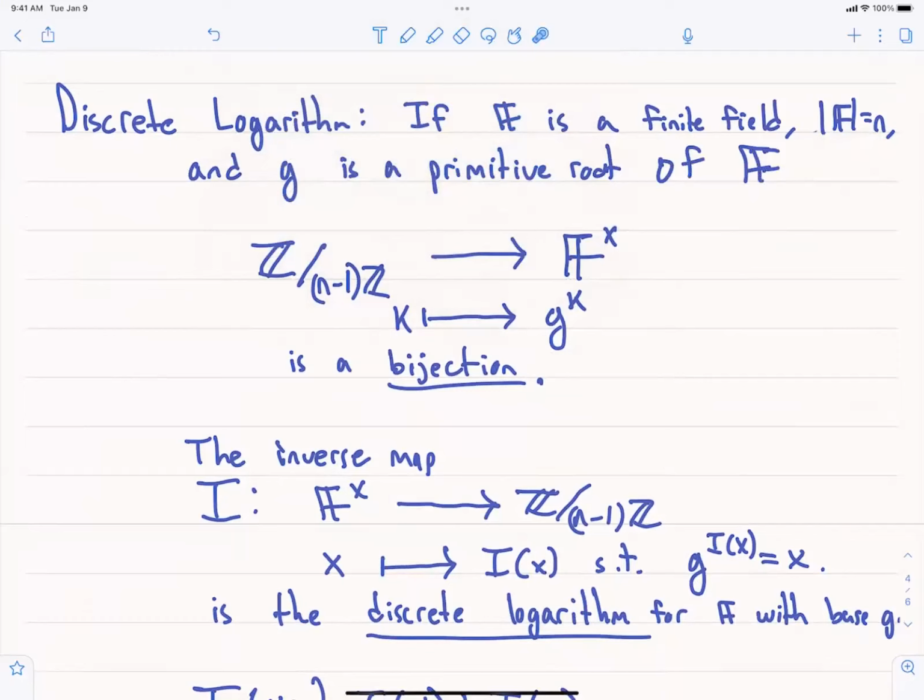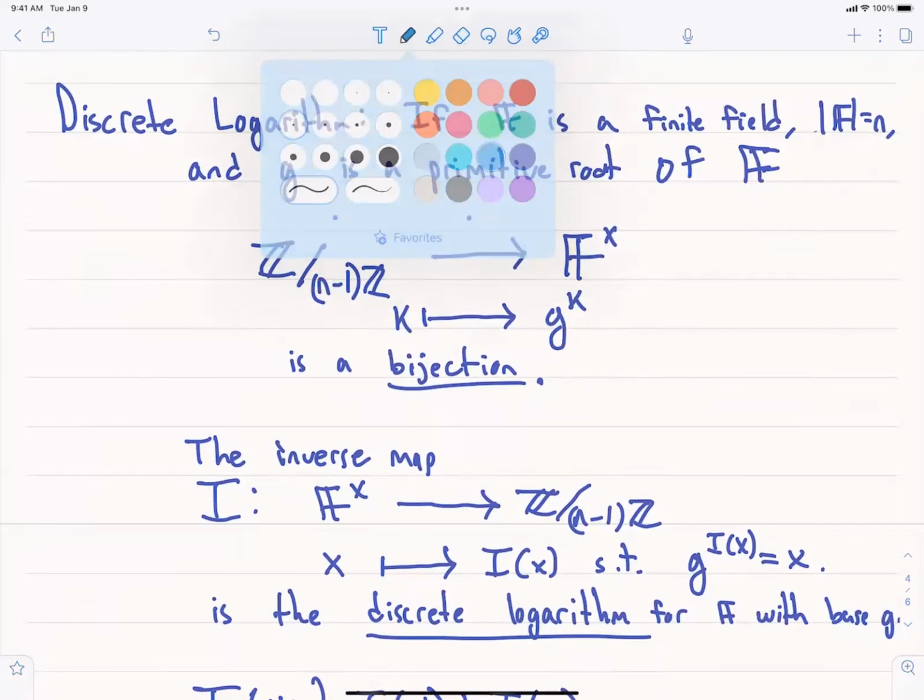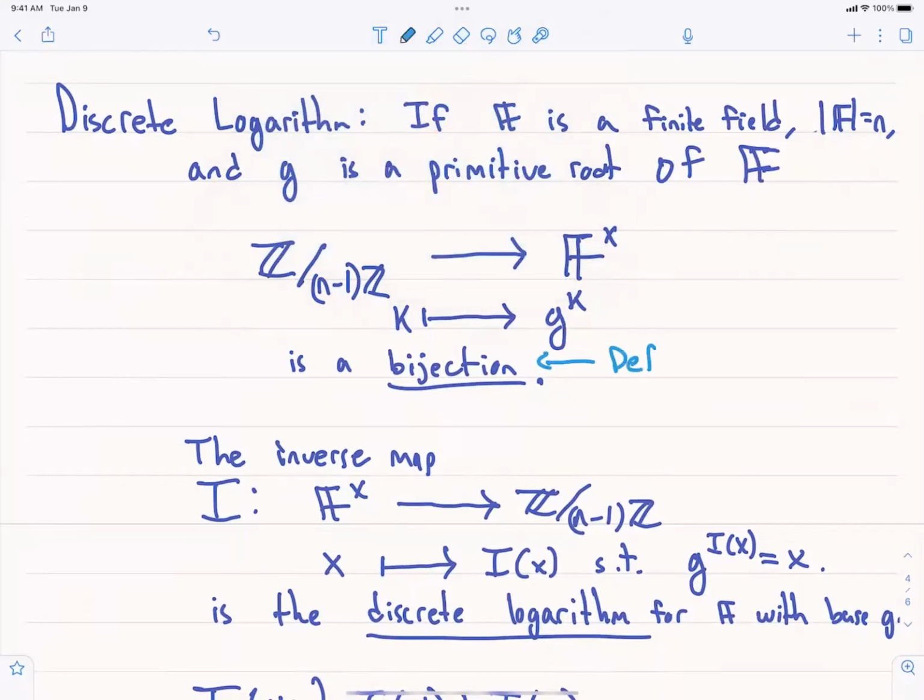And then I'm going to look at the map which goes from Z mod n minus 1 Z, so n minus 1 is the order of g, to F cross, and it sends a number k to g to the k. The reason this only depends on k modulo n minus 1 is because n minus 1 is the order of g. So this gives me a map, k goes to g to the k, and the definition of a primitive root says that this is a bijection. So a one-to-one map.